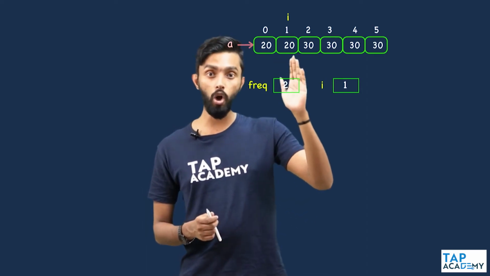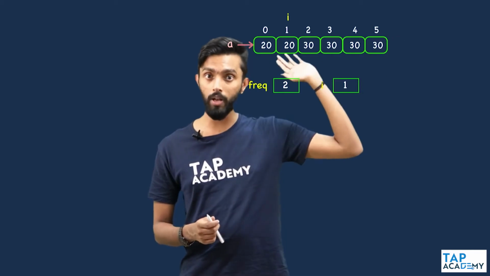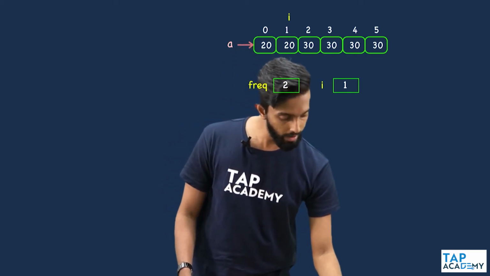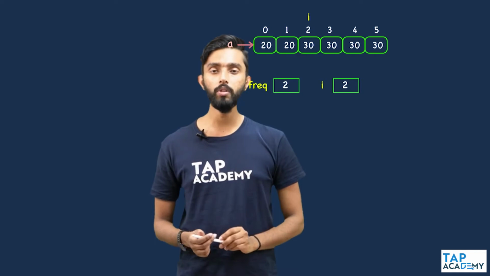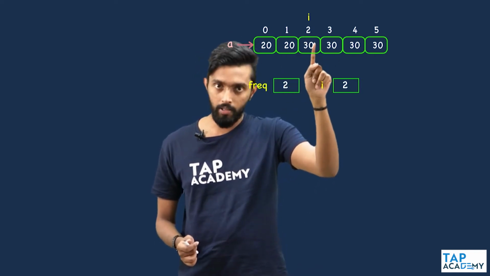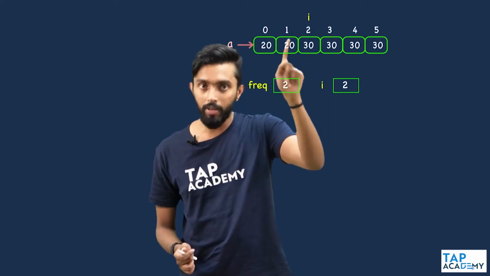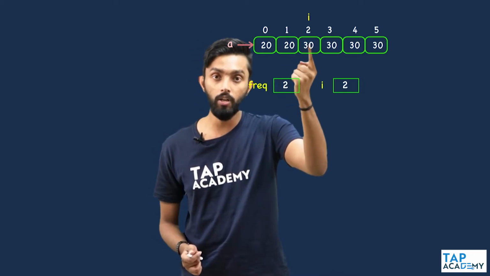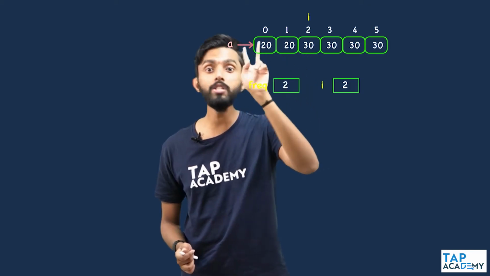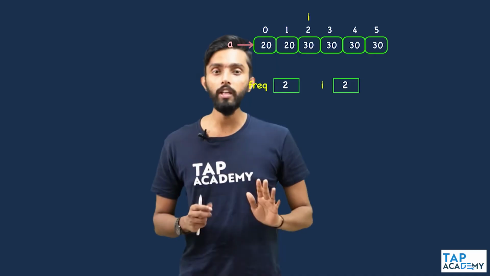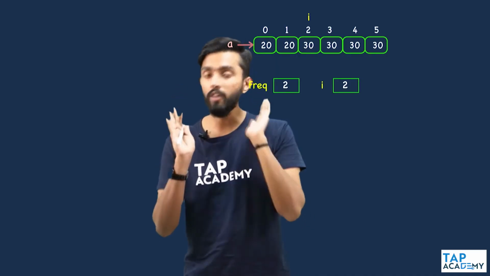Great. I should not stop here because 20 may occur multiple other times also. What I will now do is, I will move I forward. I hope you are able to think. The moment I move I forward, again I will check, is the ith element equal to the previous element? Is A of I equal to A of I minus 1? A of I is 30. A of I minus 1 is 20, which means it is not equal. If it is not equal, now you must understand a few things.